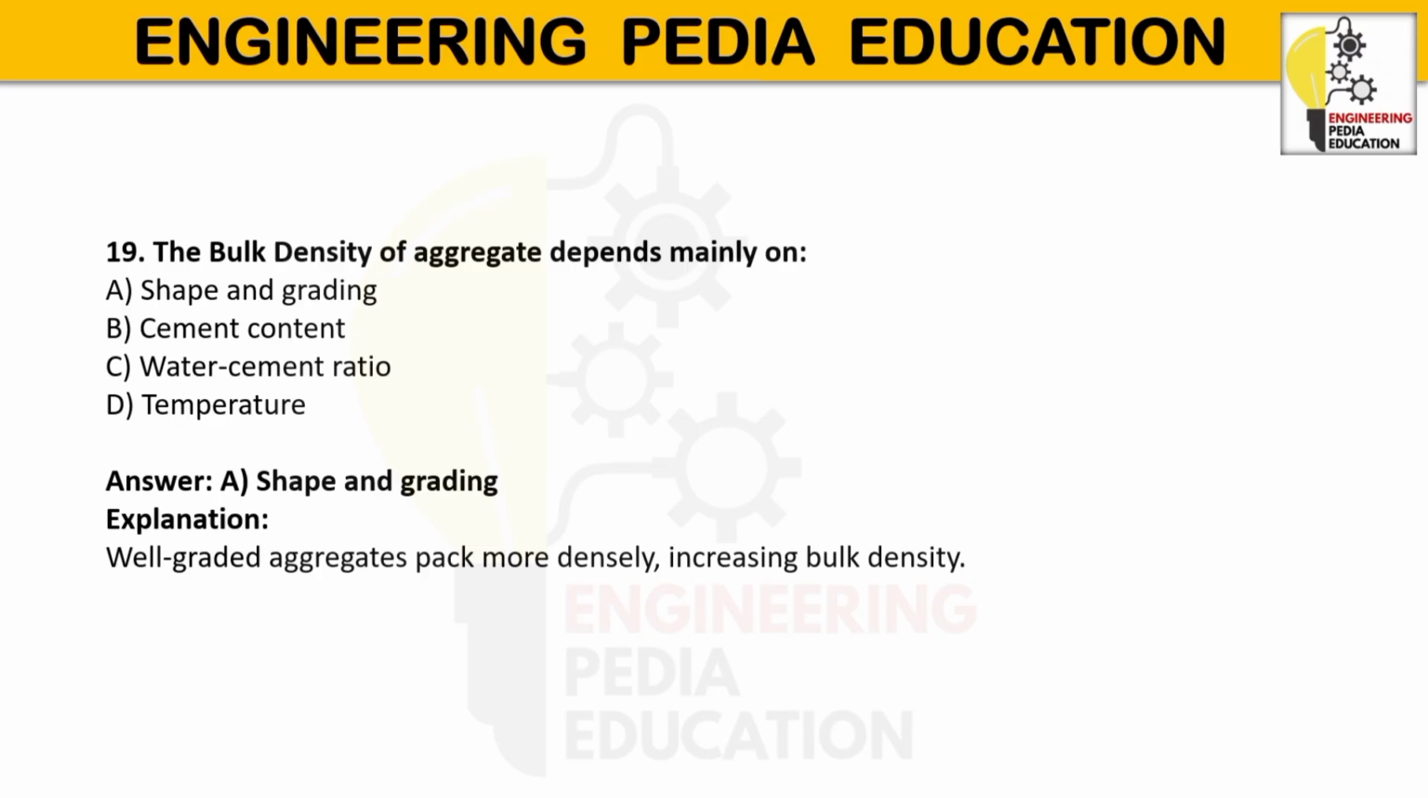It indicates how densely aggregates are packed. It helps in mix design of concrete and is used to calculate void content and proportion of material. Particle shape, if rounded, gives higher density. Gradation of aggregate, moisture content, and degree of compaction are the factors affecting the bulk density.